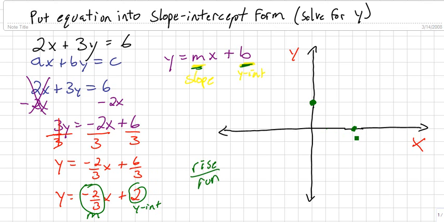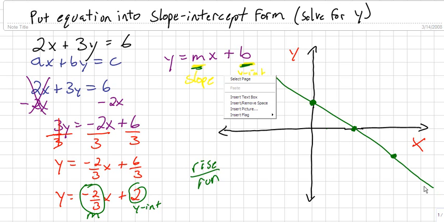And I can continue this whole idea with slope down 2 and over 3, and I can make a series of dots, and they will all lie on the line, because remember, every point on the line has the same slope. I can connect these dots, and I would have the graph of the original equation of 2x plus 3y equals 6. So that's how I can graph a formula that's in slope-intercept form.